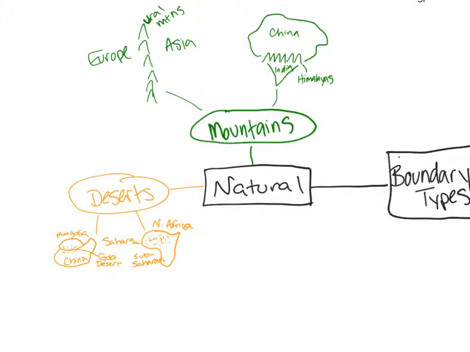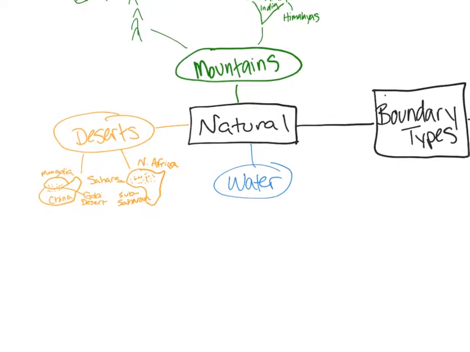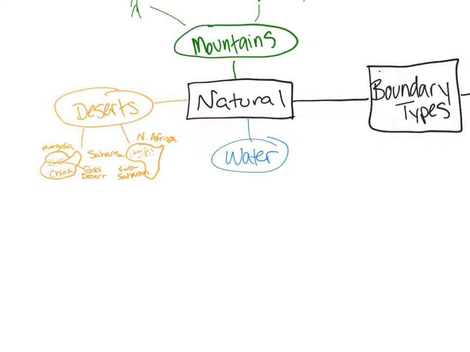My next color is going to be blue because we're doing what? What do you think? Water. Water boundaries. All right, so our easy one. Go ahead and try to draw the U.S. Try your best.